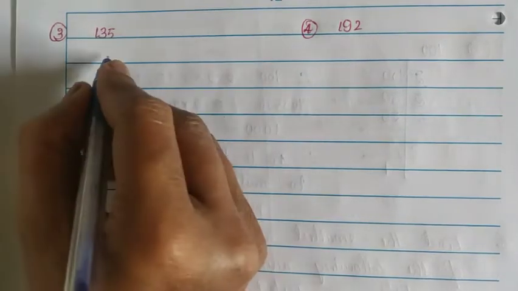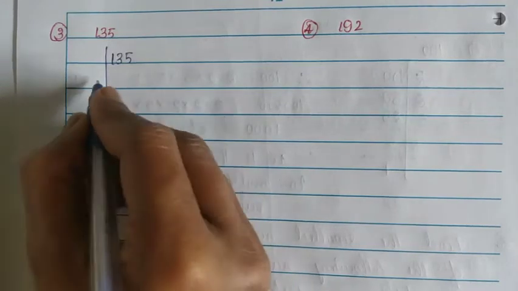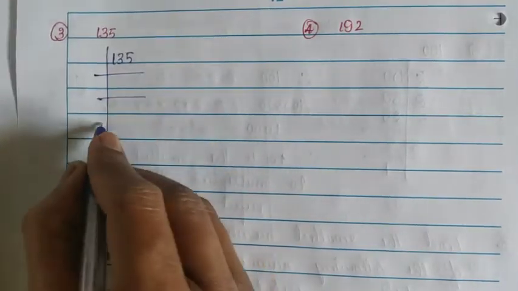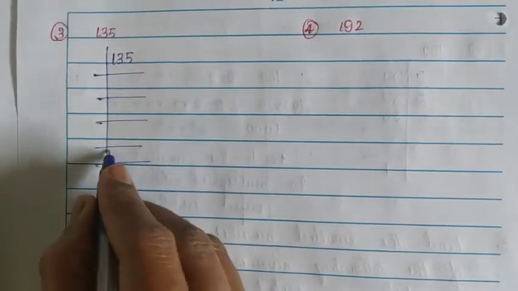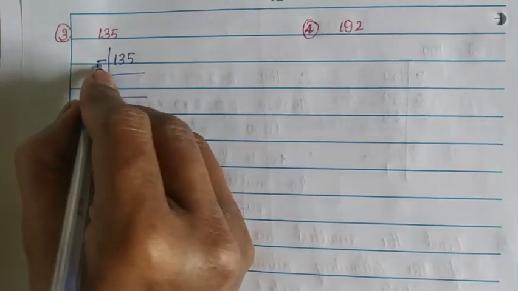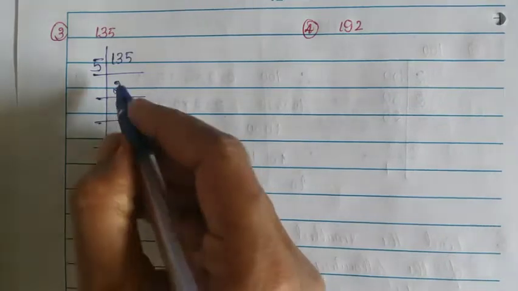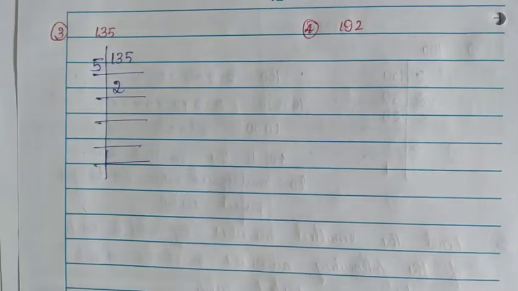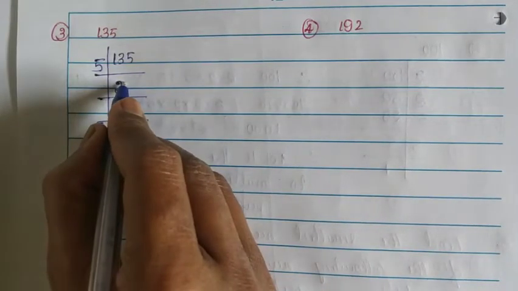Okay children, now come to the third problem. The third problem is 135. Introduce 135 into the prime factorization method. Start with 5. 5 times how much is possible? 5 2s are 10, 3 is remaining. This becomes 35. 5 times how much is possible?